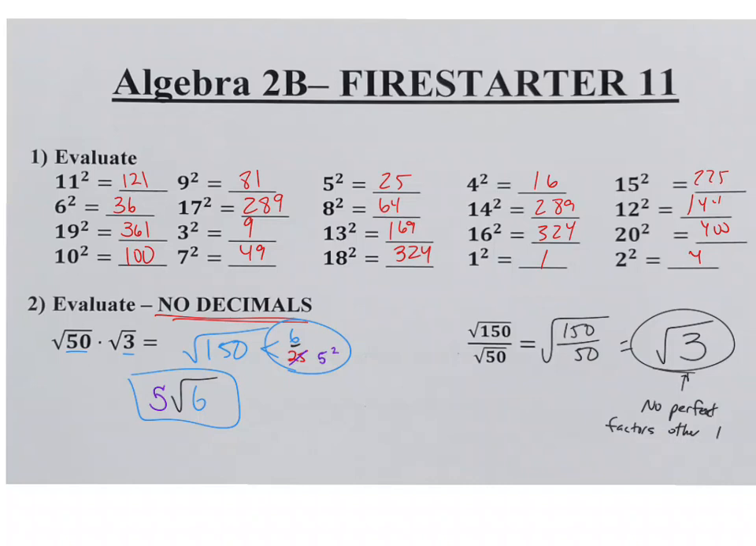And that's it for Firestarter 12. The keyword for part 2 is square.